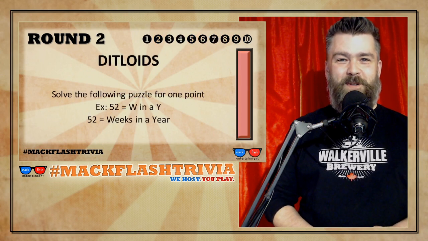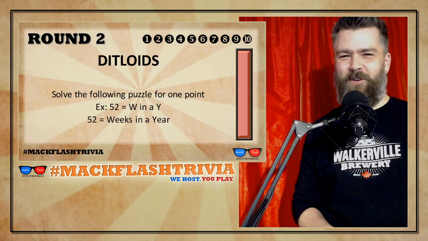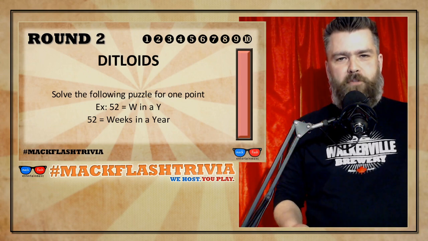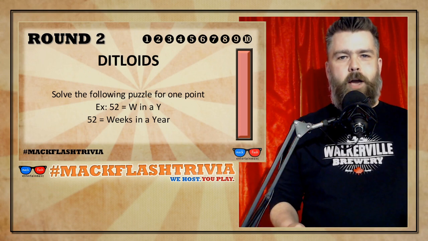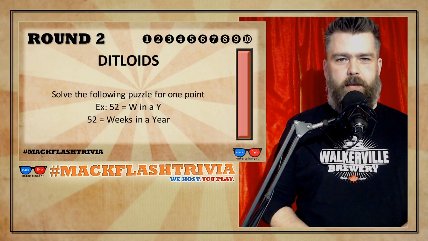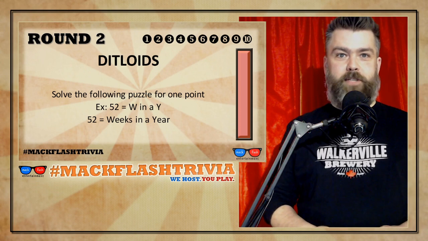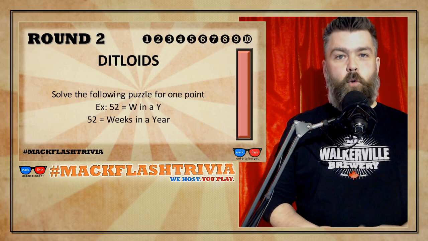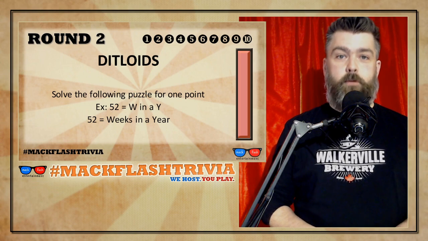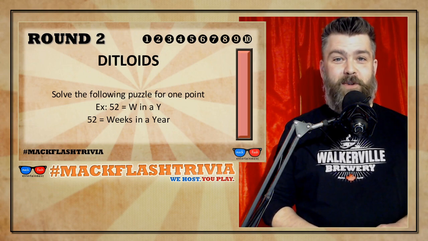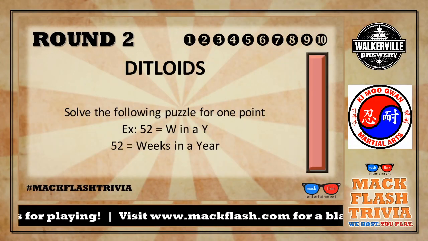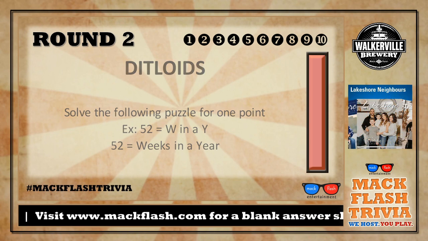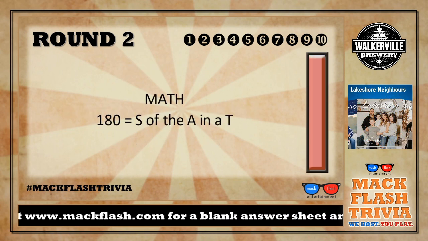We got Ditloids coming up. It is your puzzle question for question number 10. A Ditloid is a common expression or saying or fact that is reduced down to an acronym using its letters and numbers. For example, here, if I were to tell you 52 equals W in a Y, you would write down weeks in a year, or hopefully you would. We've got that coming up for you on the next screen, and make sure you do figure out, what does this Ditloid signify? The category of math.